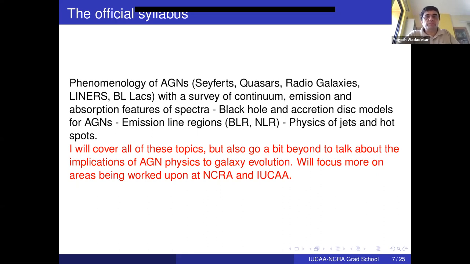Then a little bit about what powers the AGN, the black hole and the accretion disk models for AGN. And then what happens in the regions immediately surrounding the black hole, which are the so-called emission line regions, which come in two flavors, broad line regions and narrow line regions, BLRs and NLRs for short. And then about the transport of energy from the central engine outwards into the ISM and into the IGM, which primarily happens through jets and these large radio lobes. So the physics of jets and hotspots will also be part of this course.